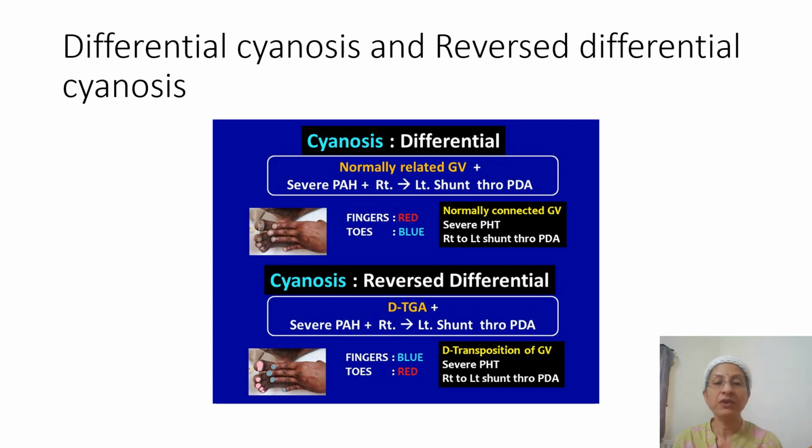On the other hand, when we are talking of reversed differential cyanosis, there has to be a dextro transposition of great arteries, DTGA as we call it, along with the same two conditions that have been listed above, that is severe pulmonary artery hypertension and right to left shunt through the PDA. This will result in blue colored finger toe tips and red colored toes.